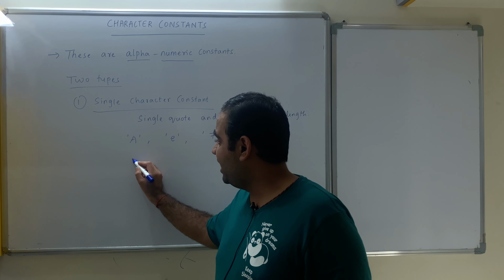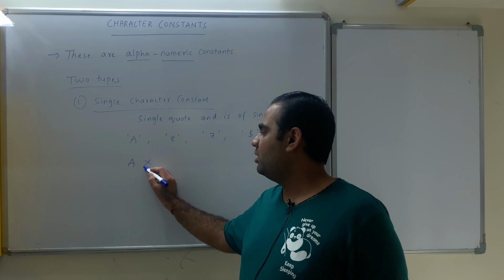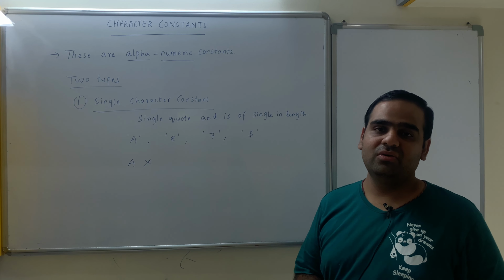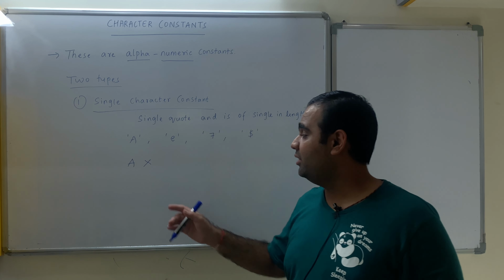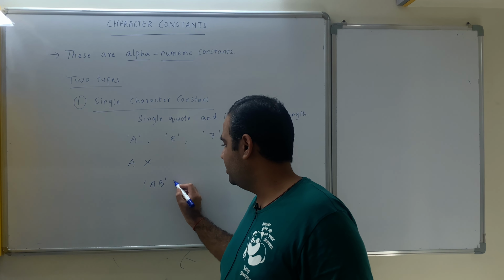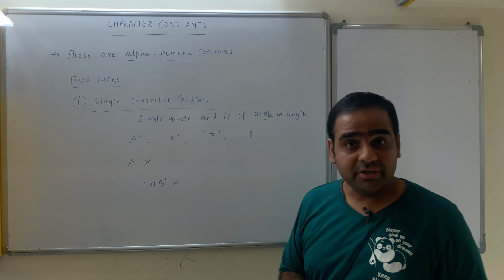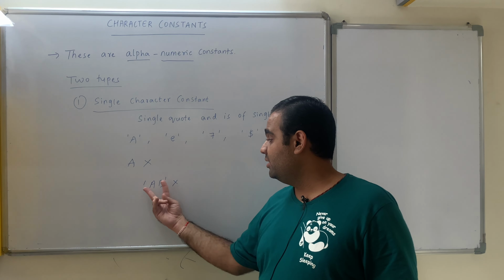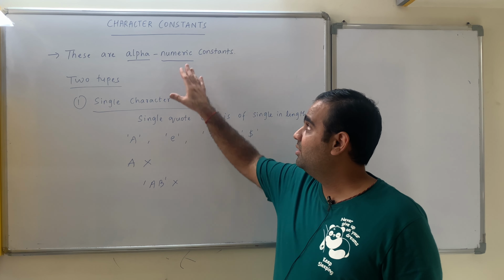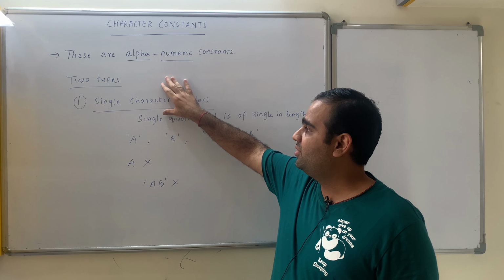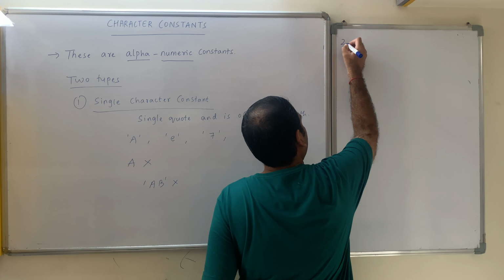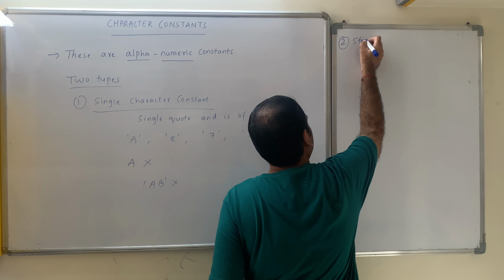But if I write the same A like this, it is not a single character constant because it is not written in single quote, even though it is single in length. Now, if I write AB in single quote, this is also not a single character constant. Even though you have written it in single quote, it is not single in length. Hence, in character constant, there are two types. The first one is single character constant. Let's discuss the second one, and the second one is a string constant.